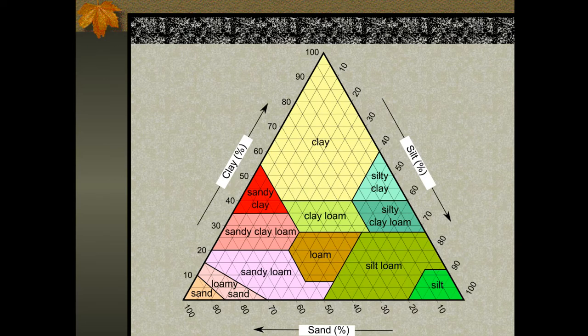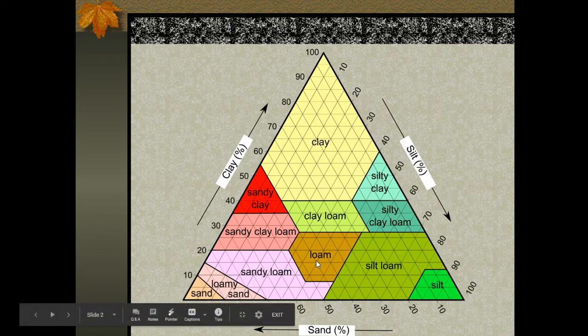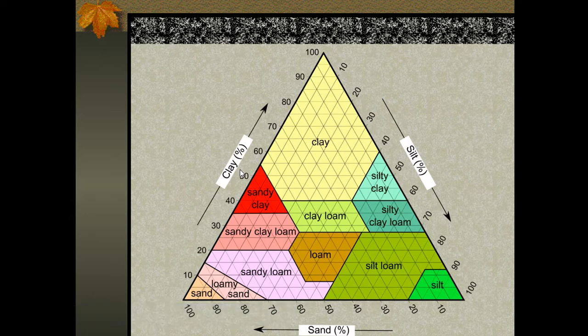So this is the soil texture triangle. The soil texture triangle is how we examine what kind of soil we have based on the percent of each different type of particulate. So based on how much sand, how much silt, and how much clay is in that soil, we can find out what kind of soil it is.